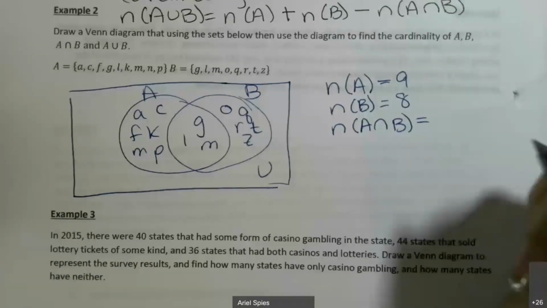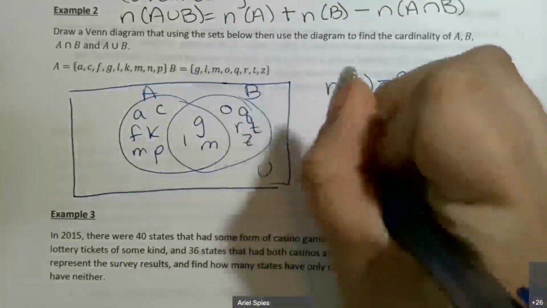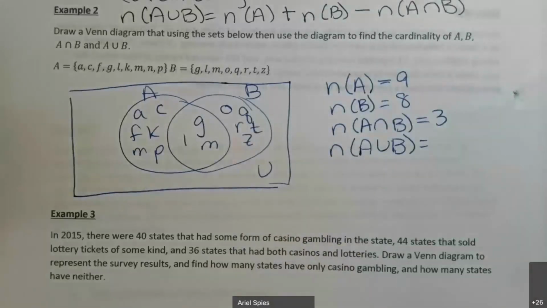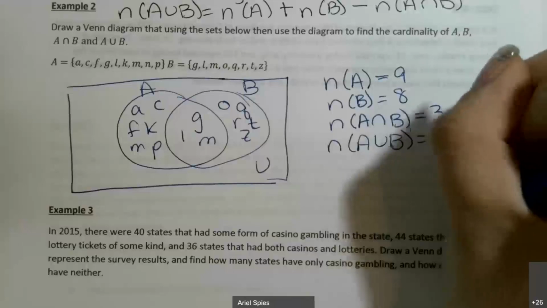How many? Yeah. 3. And then union is how many total letters are between the two. Should be 14. Yes, should be 14. Questions here?